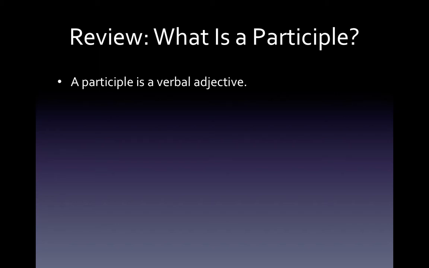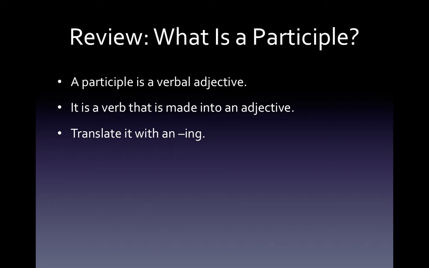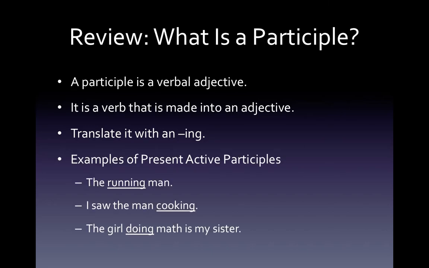Quickly though, let's review what participles are in general. A participle is a verbal adjective, meaning it's a verb that has been converted into an adjective. You translate it with an -ing, and some examples of present active participles are the running man, I saw the man cooking, I saw the girl doing, the girl doing math is my sister. These are present active participles.